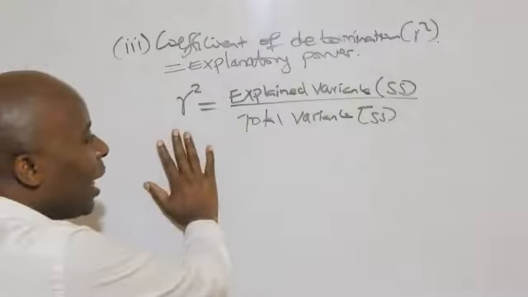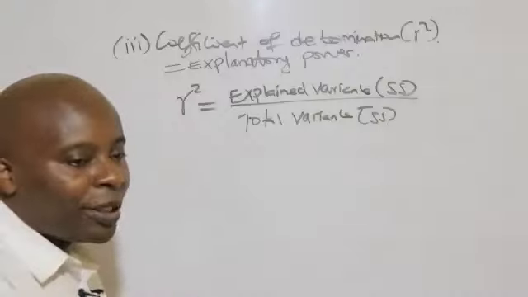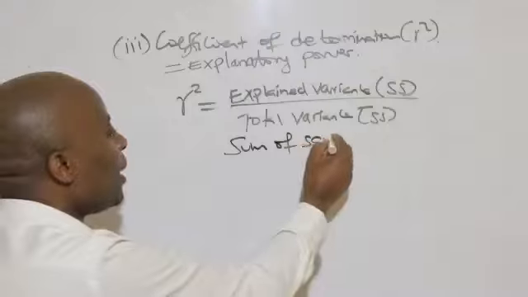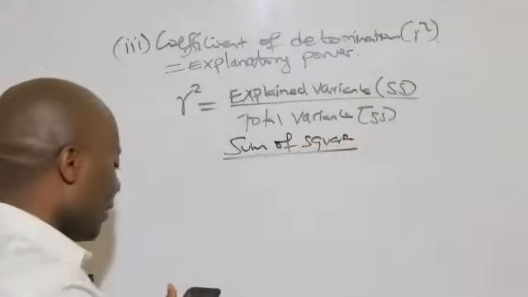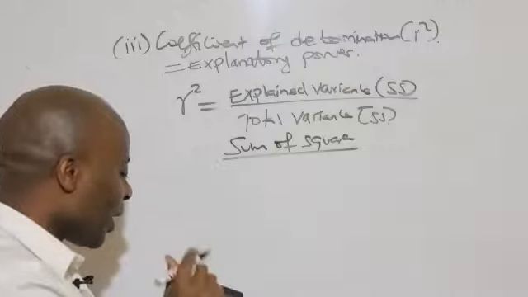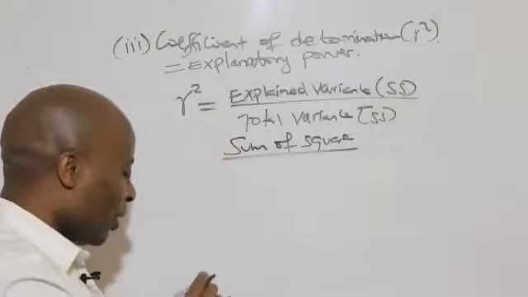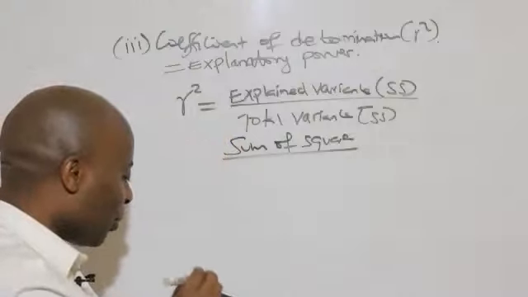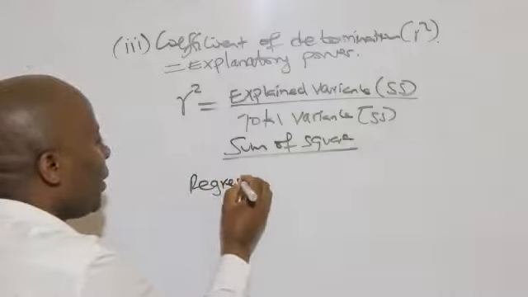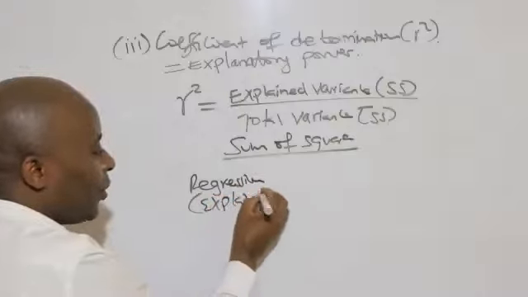So R squared is explained variance over total variance. Let us go to the sum of squares. What do we have here? The sum of squares from the ANOVA. Remember, you normally get this from the ANOVA table. I'm able to see the regression sum of squares. Regression are the ones we call explained.